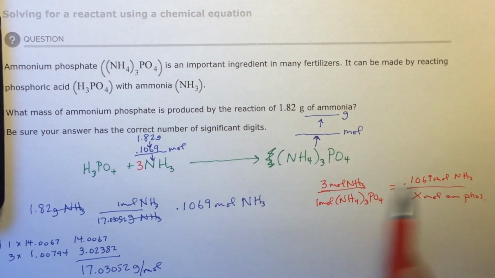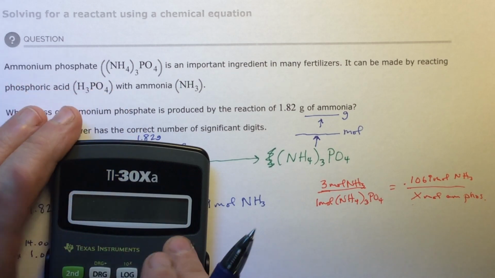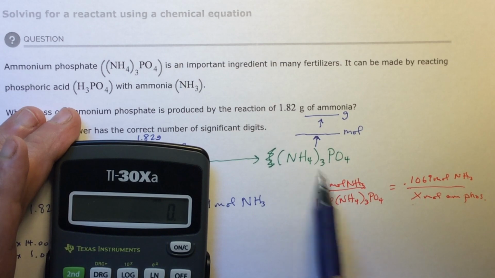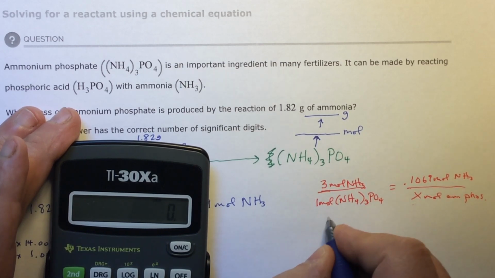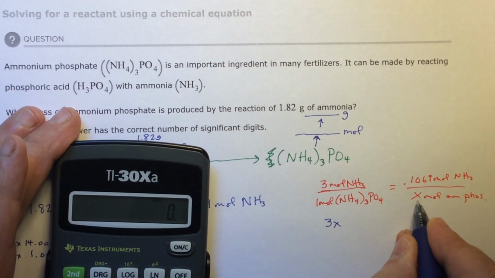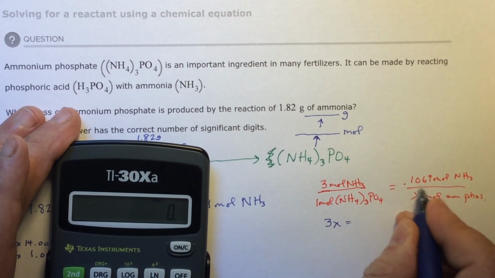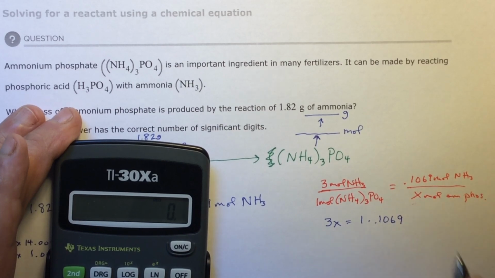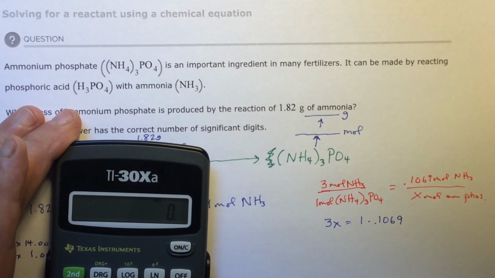Okay, so moles of ammonia, moles of ammonia, moles of ammonium phosphate, and moles of ammonium phosphate. And so I've got a relationship. 3 is to 1 as this is to this. So once I have a ratio, this was the only thing I learned in grade school was ratios. I could do these. These were okay. I didn't understand most of the other stuff, but this is the stuff I could get. I cross multiply. Okay, I'm saying 3 times x equals 1 times 0.1069. So it's 0.1069 divided by 3.